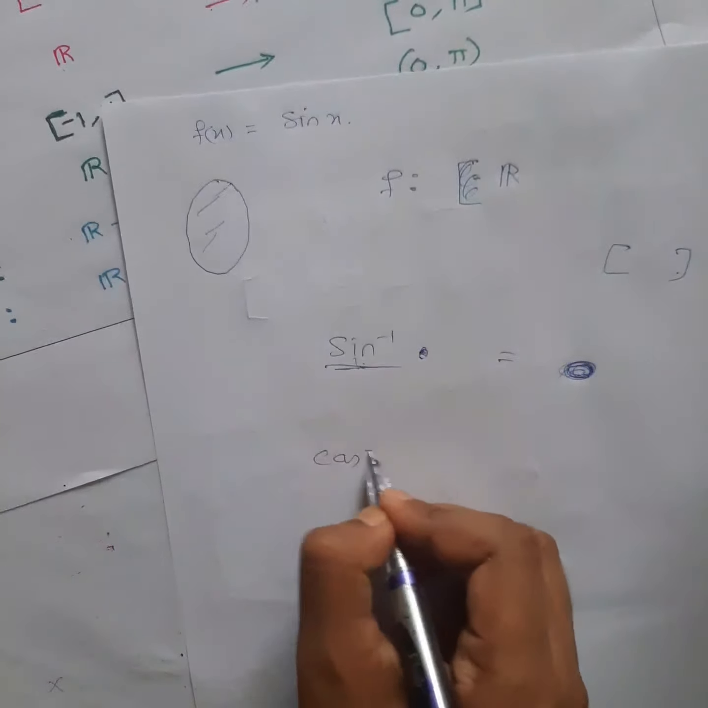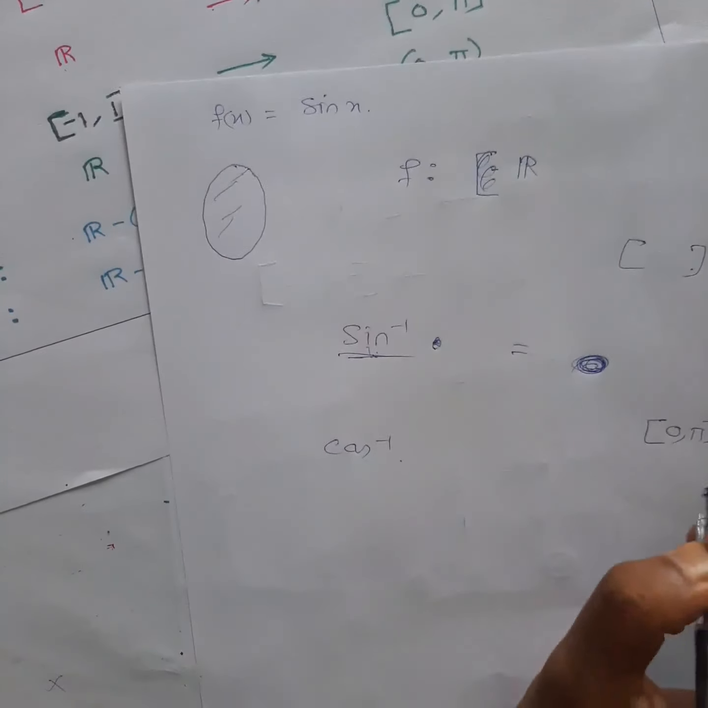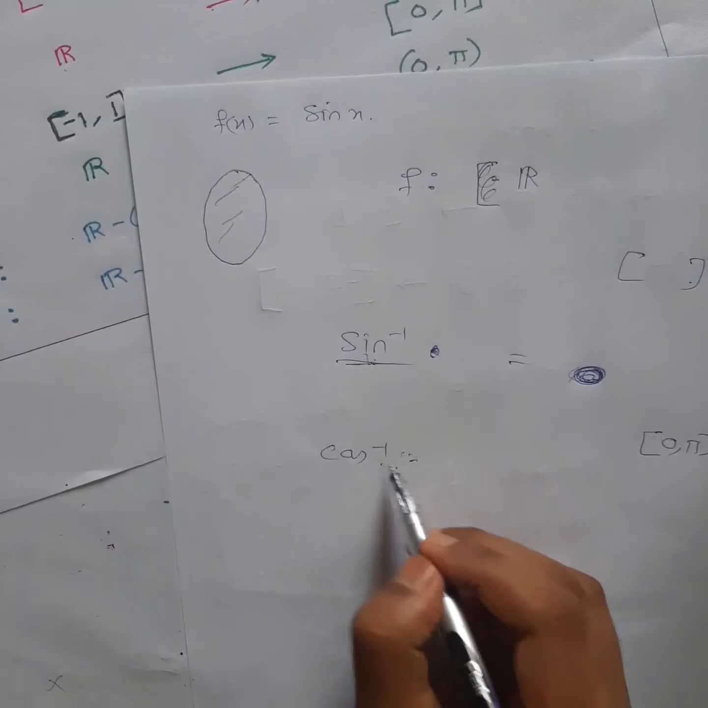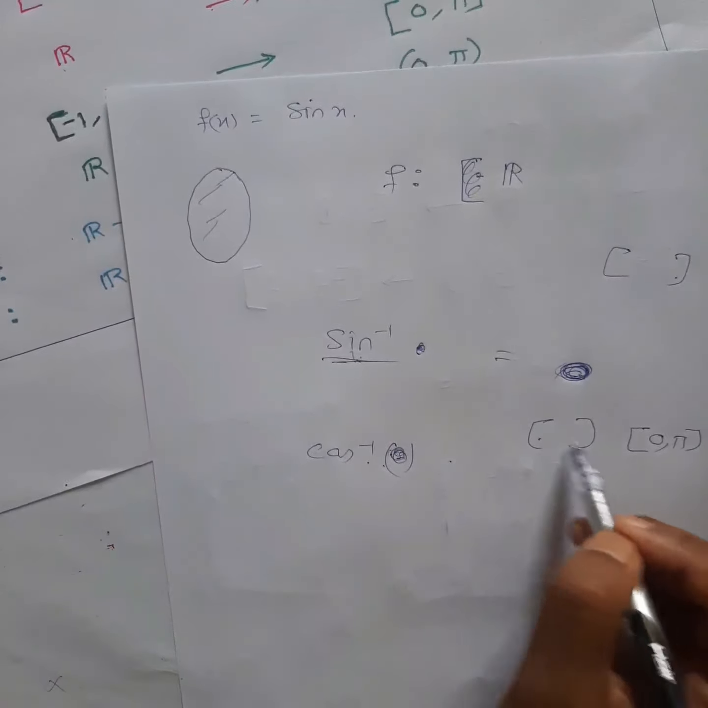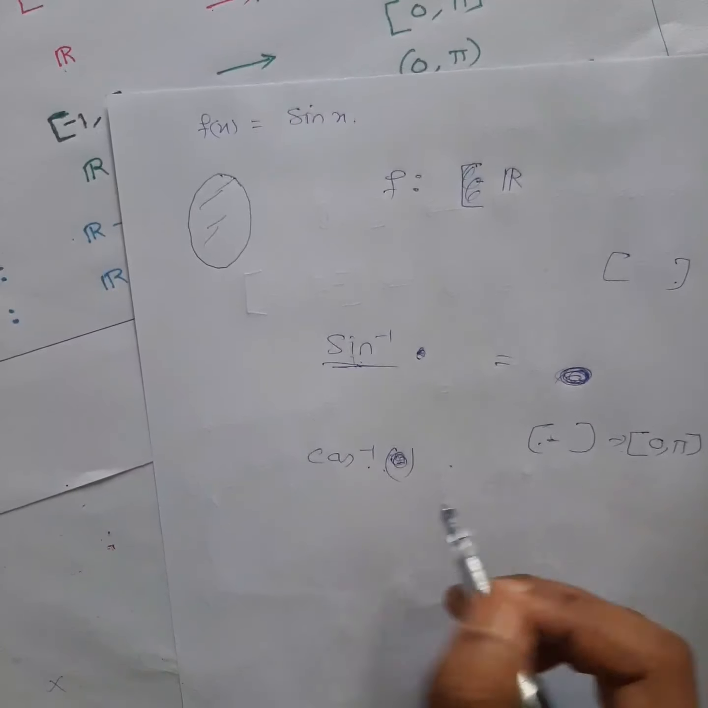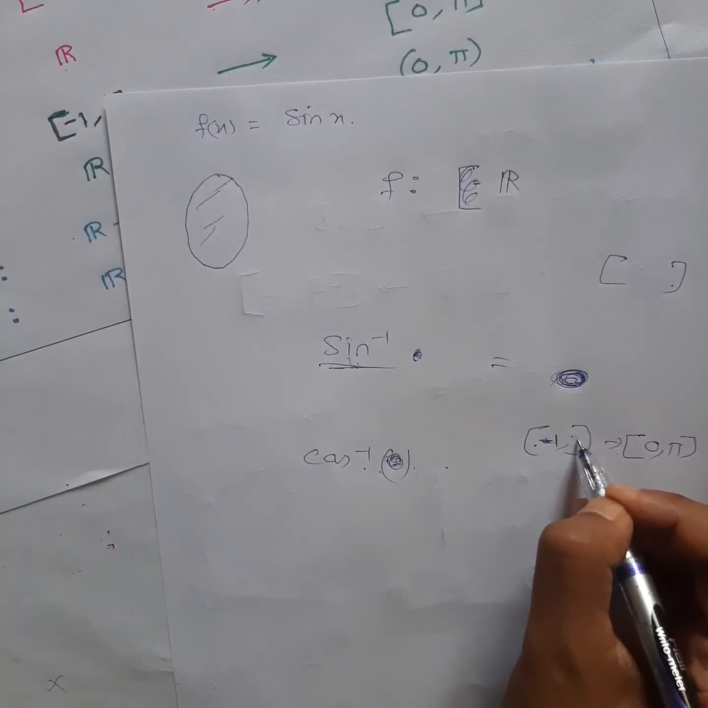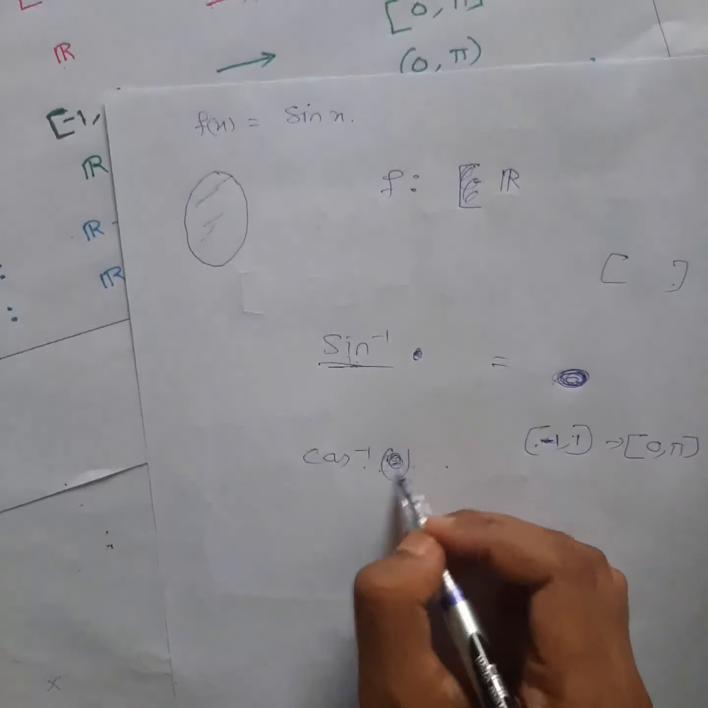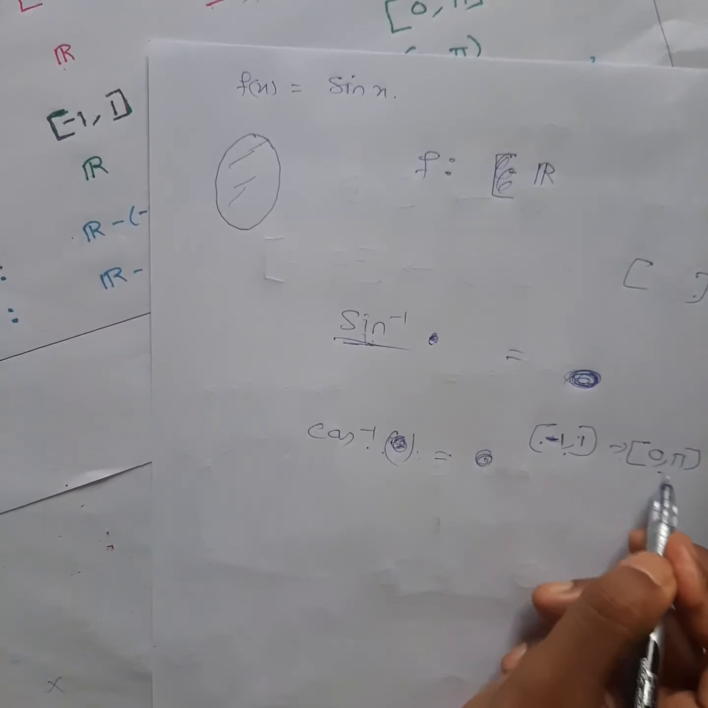For cos inverse, what was the range? 0 to pi. So when you find cos inverse of any value, this value, whatever it is, must be in the domain set. Is this clear? The domain for cos inverse is also the same, -1 to 1, right? So the domain value must be from this set, and the answer which you will get must be within this range.